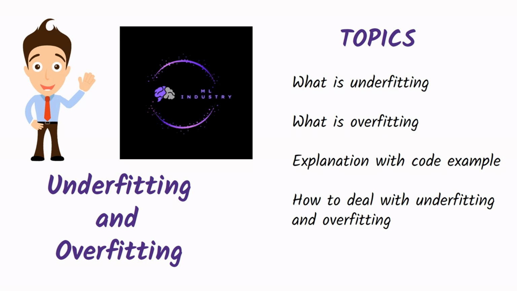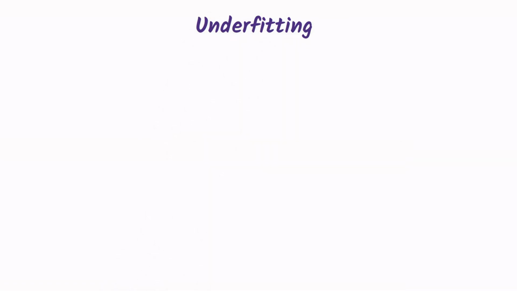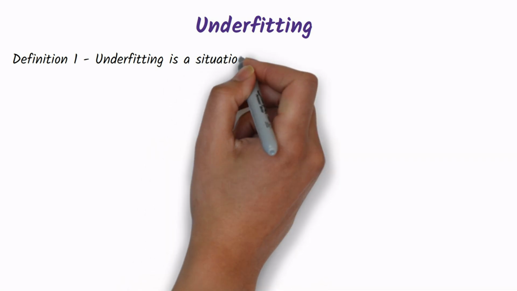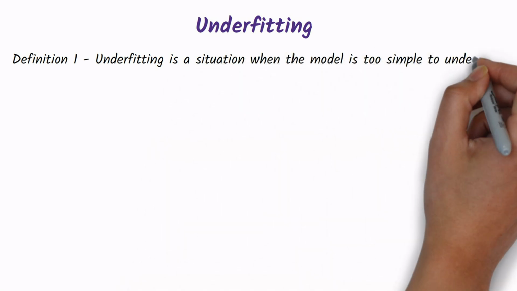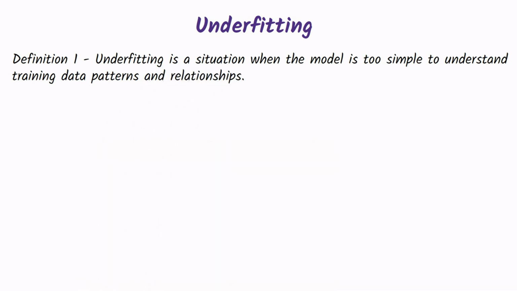Now, let's jump into our first case, underfitting. So, underfitting can be defined in a number of ways. I am giving you three descriptions to understand it, and we will see it in our demo also. So, the first definition is underfitting is a situation when the model is too simple to understand training data patterns and relationship. Okay, so basically the model we trained with the training data, it does not recognize the data well.